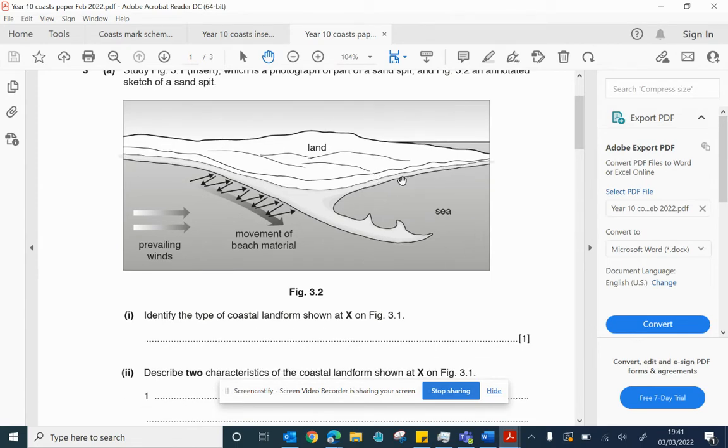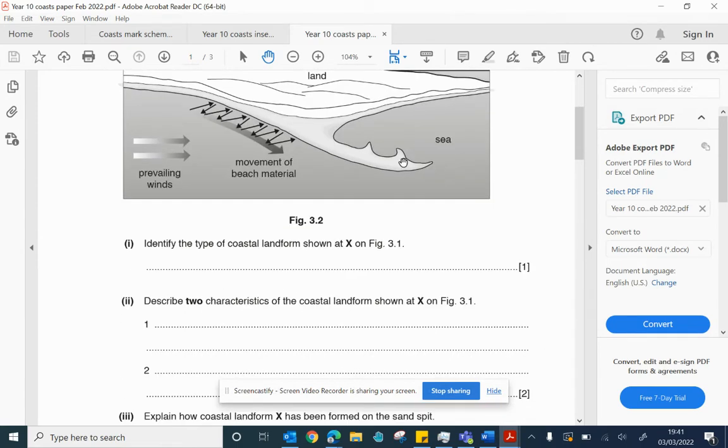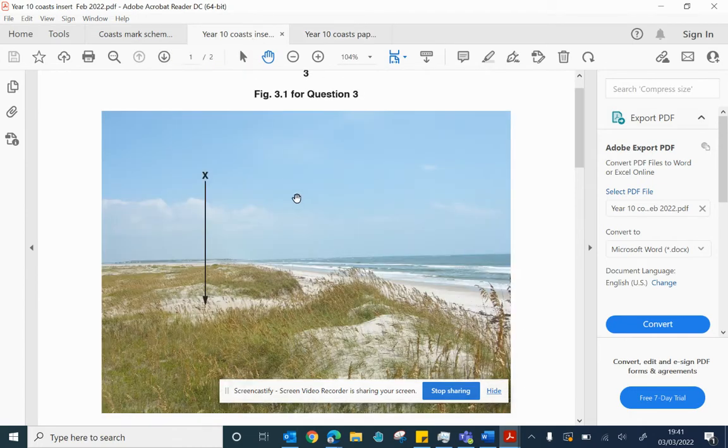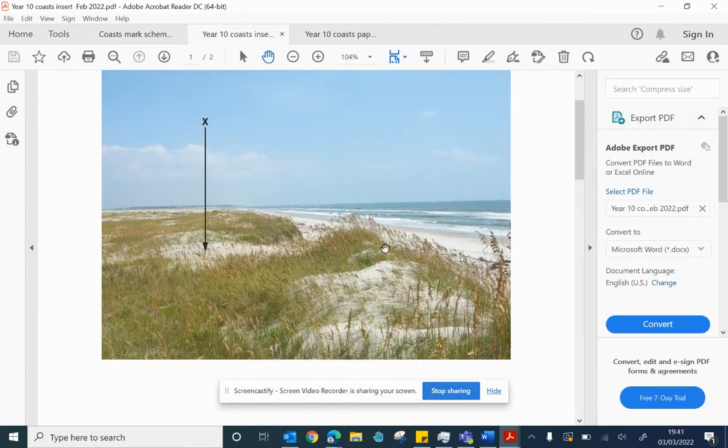Now we've studied that, we're using the two sources, but we're going to go on to the next question. Describe two characteristics of the coastal landform shown at X on 3.1. So 3.1 is the photograph. So we must go back to this and look at the characteristics. Okie dokie.